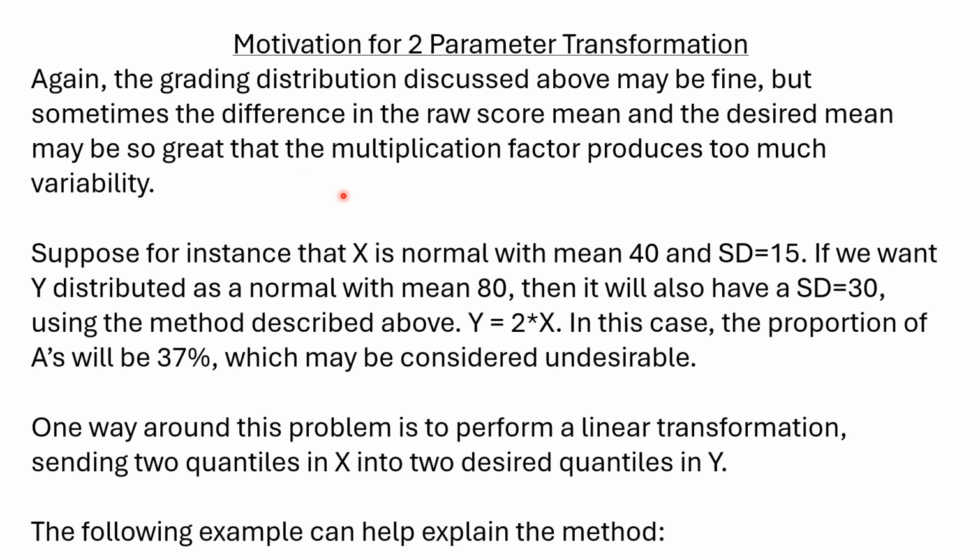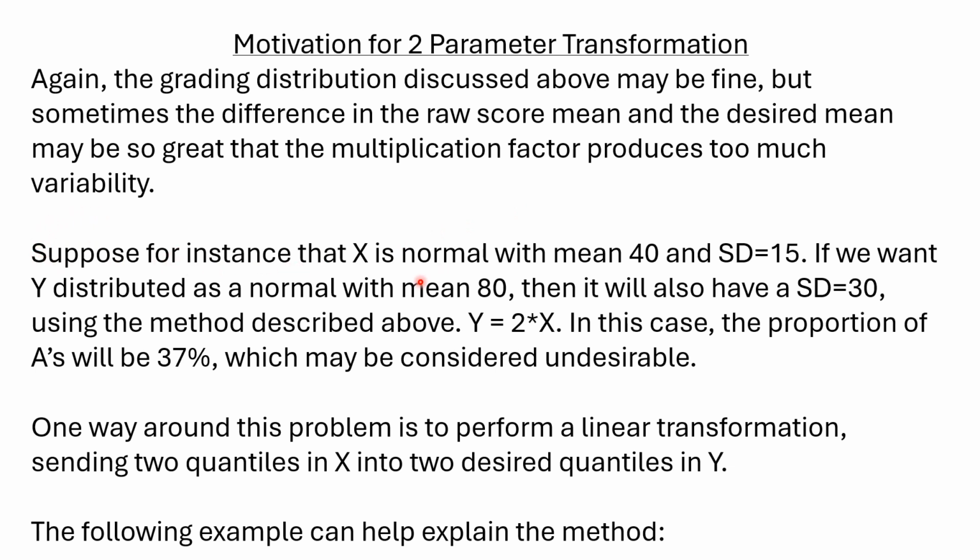Okay, so again, the motivation is for what we call a two-parameter transformation. Again, the grading distribution discussed above may be fine, but sometimes the difference in the raw score mean and the desired mean may be so great that the multiplication factor produces too much variability. And let's look at an example.